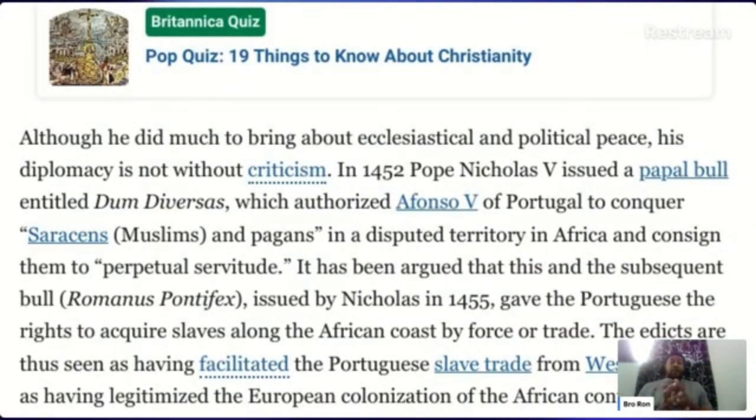Now, the one that started the transatlantic slave trade, although he did much to bring about ecclesiastical and political peace, his diplomacy is not without criticism. In 1452, Pope Nicholas V issued a papal bull entitled Dum Diversas, which authorized King Alfonso V of Portugal to conquer, hence the Inquisition, right? To conquer Saracens or Muslims and pagans, anybody that's not worshiping in the Catholic faith, in a disputed territory in Africa. Where's that? The west coast of Africa, right? Hence, like I showed you in my Into Egypt Again with Ships videos, Negroland.